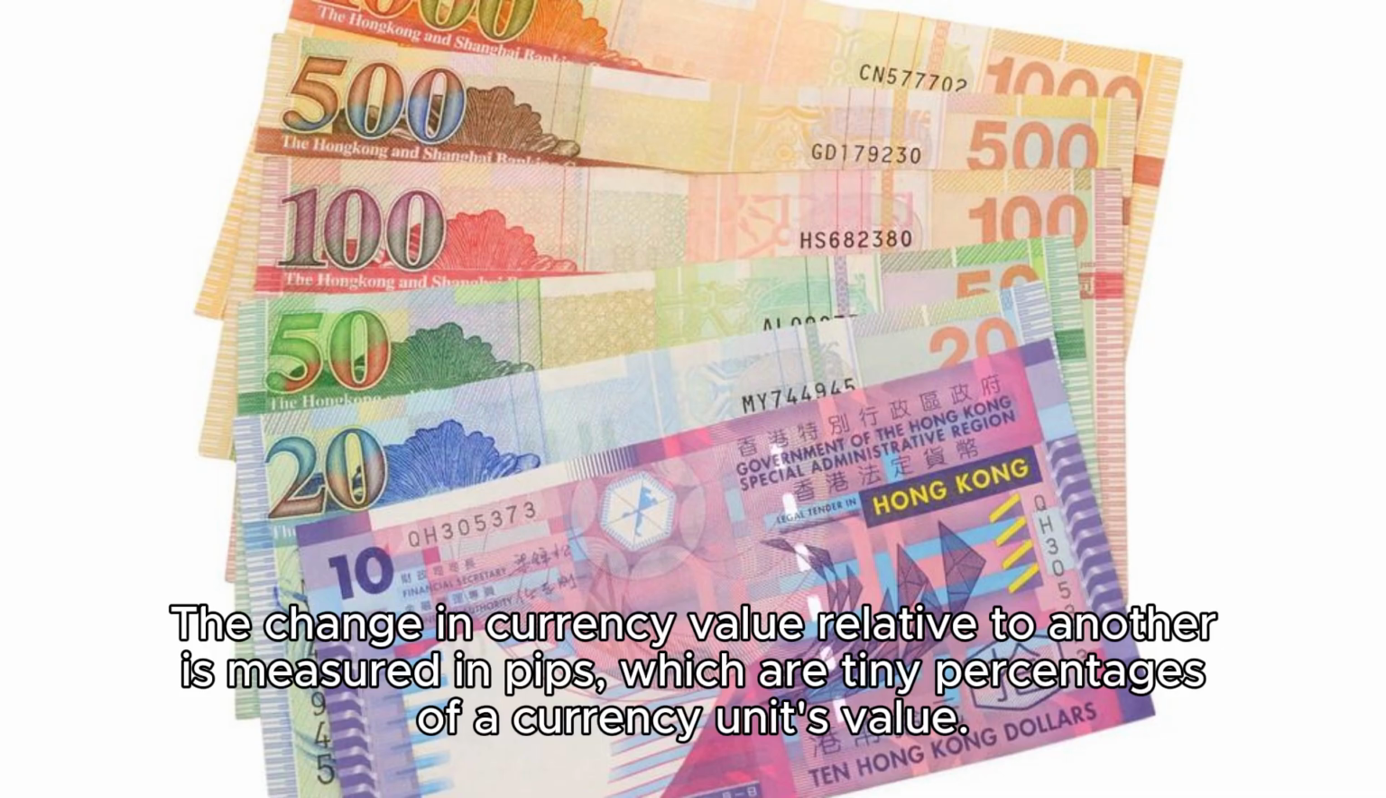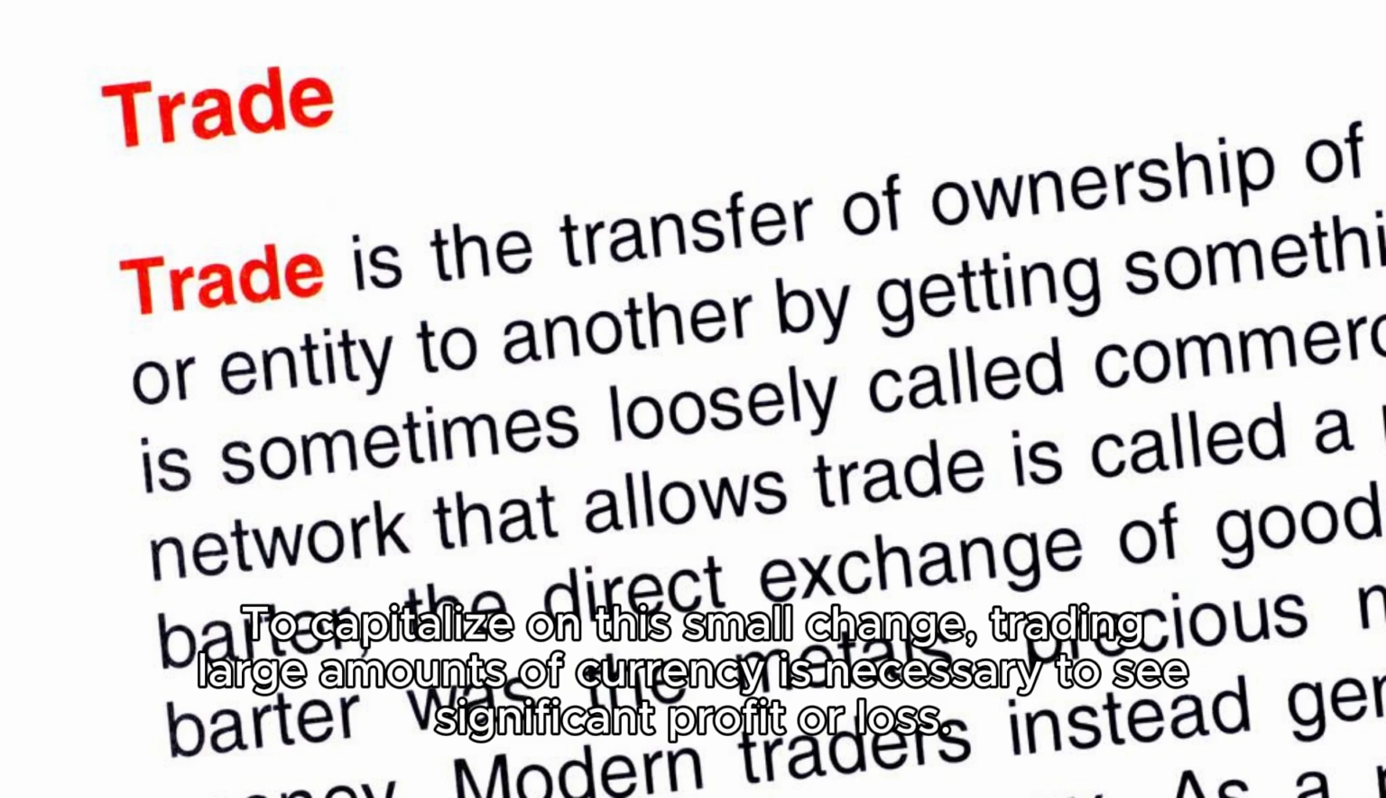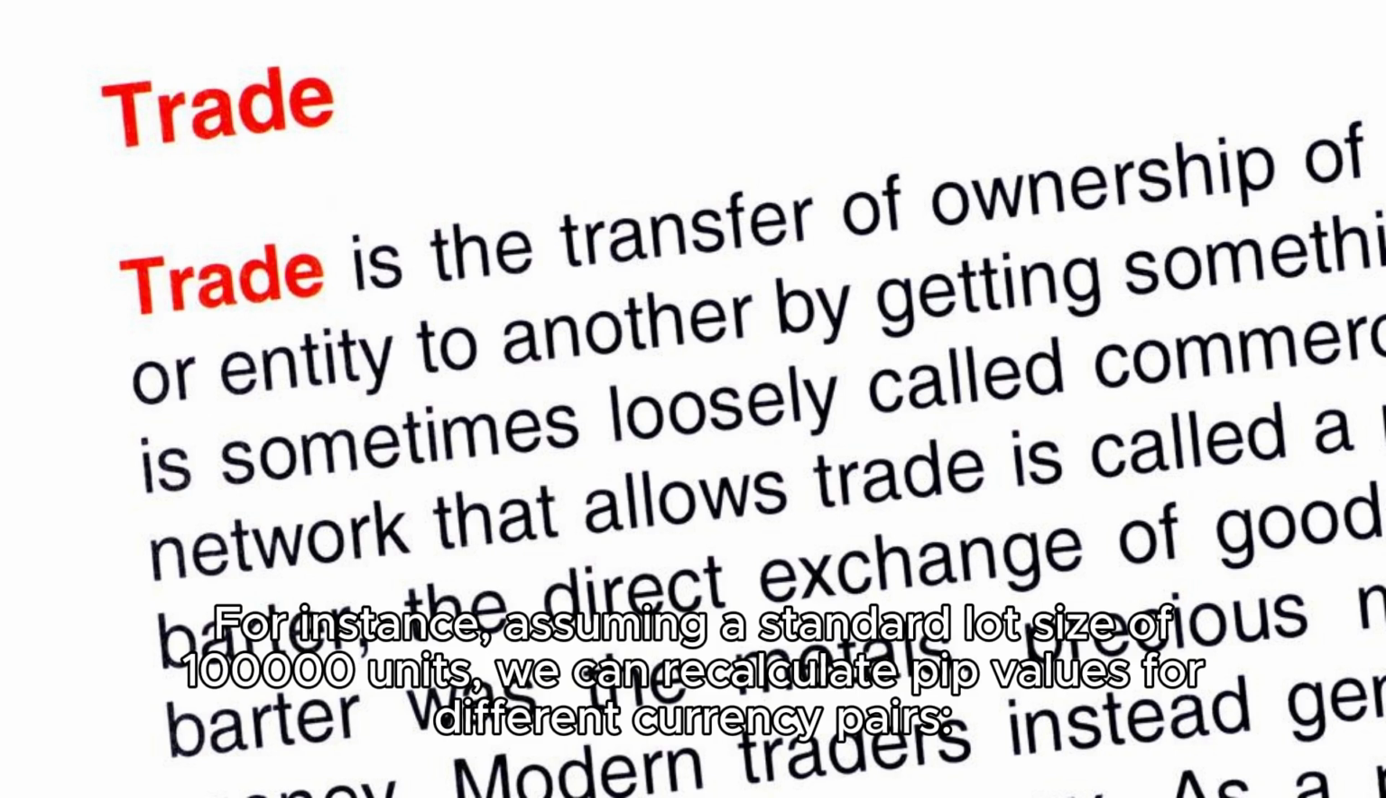The change in currency value relative to another is measured in pips, which are tiny percentages of a currency unit's value. To capitalize on this small change, trading large amounts of currency is necessary to see significant profit or loss. For instance, assuming a standard lot size of 100,000 units, we can recalculate pip values for different currency pairs.